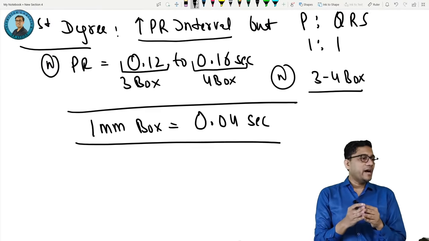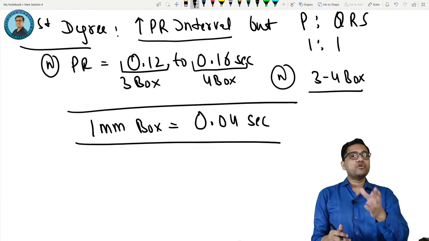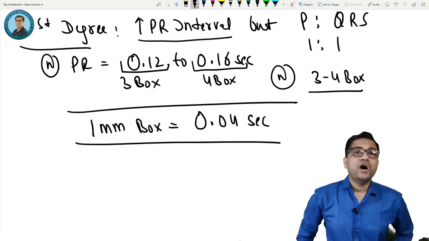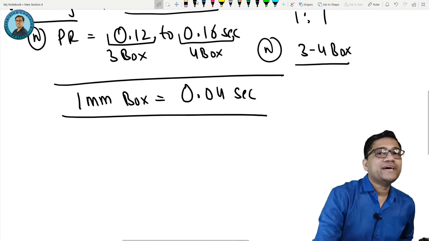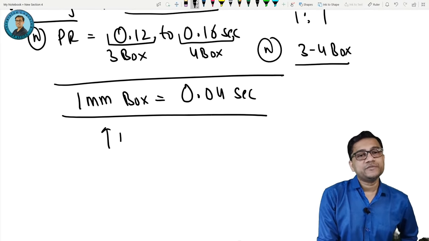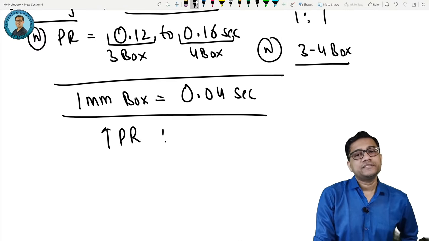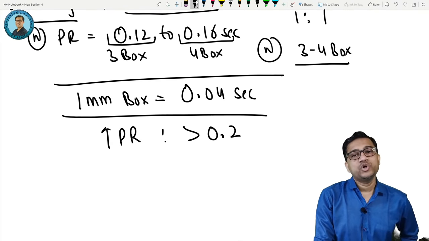3 to 4 box is normal. I hope it's clear. So what is normal? 3 to 4 box. Are you clear? Okay. Now what is abnormal? More than 0.2. So increased PR is more than 0.2 seconds.